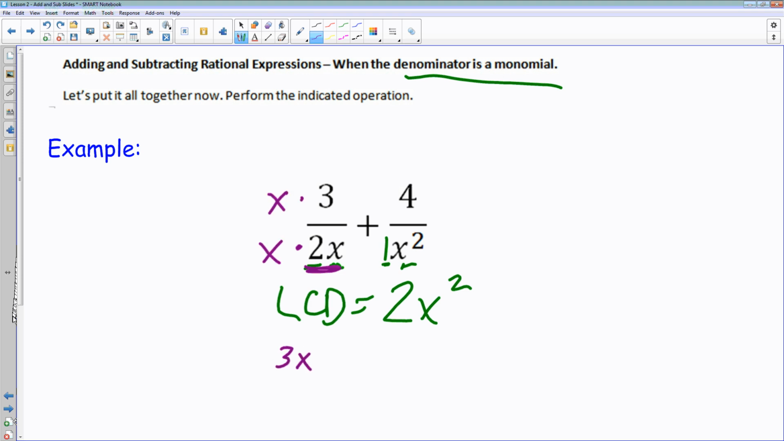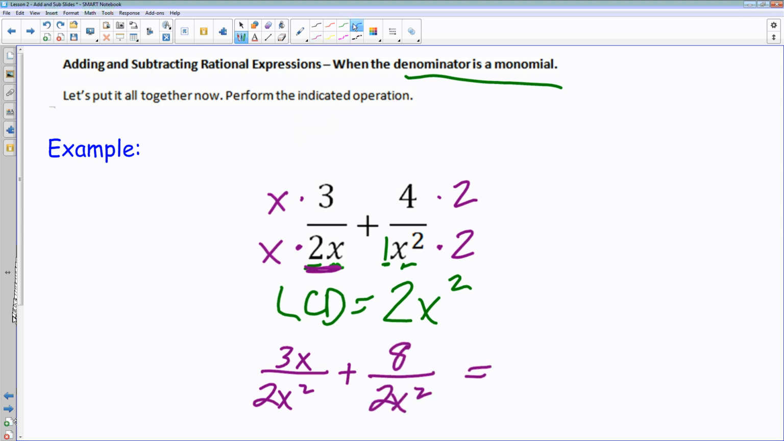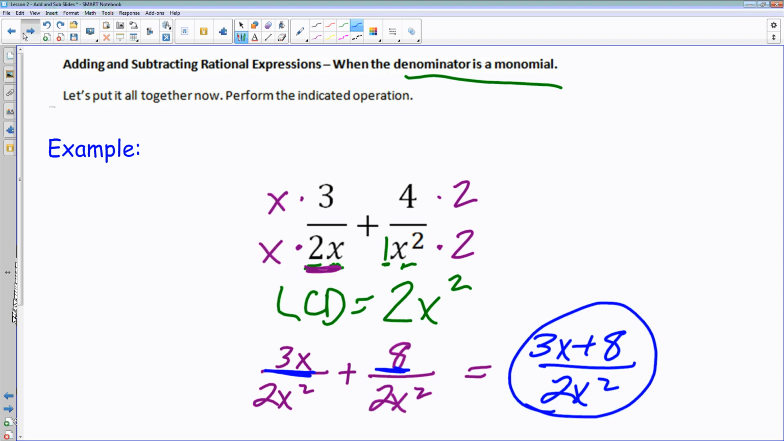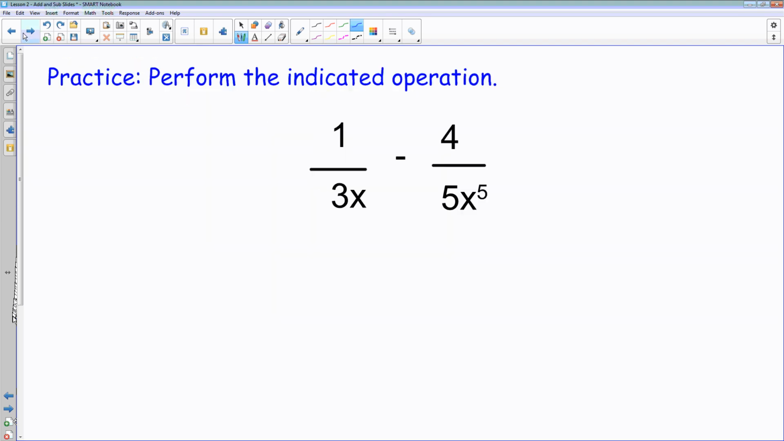So now I have 3x over 2x squared. For my second fraction, I'm just missing the 2. So I get 8 over 2x squared. So I've multiplied, I've changed my fractions, and now I'm going to add my numerator. So 3x plus 8. Well, they're not like terms, so I have to keep them separate. And then the 2x squared just comes along for the ride, and that's done. All right, here's another one.